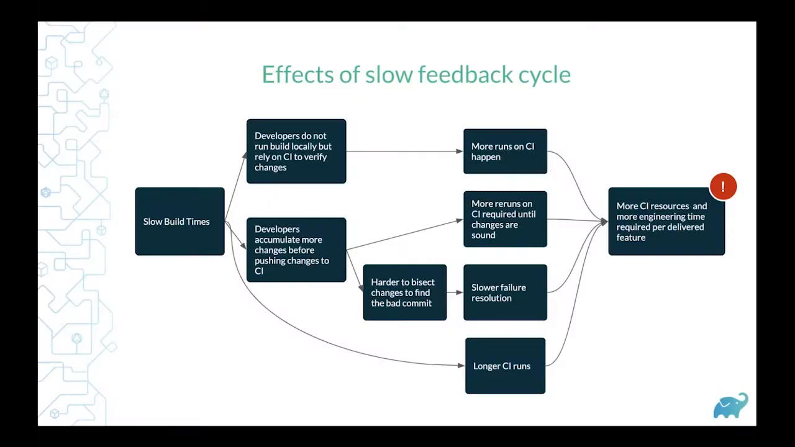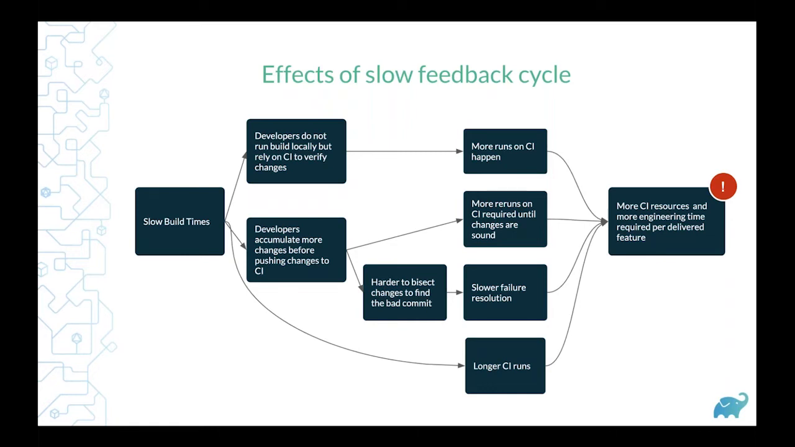Just one more effect I'd like to point out on slow feedback cycles, because it has more layers than one might think initially. So slow build times mean, of course, longer CI runs. So you consume more resources per build. That's also the cost. That's the easy one. But it's already expensive. But then also, typically when the build gets slow, the feedback cycle gets slow, developers start to run less locally, right? Meaning they're going to run more on CI, asking CI, is my change sound, right? So now you have again more load on CI.